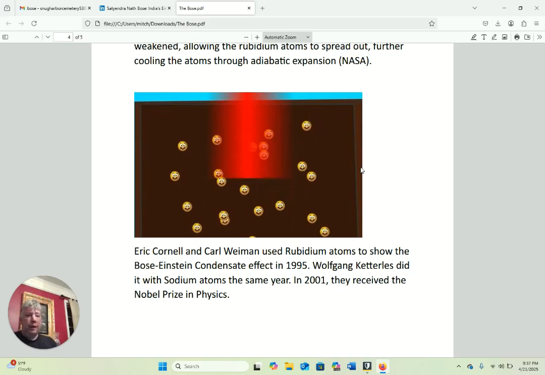Now, Eric Cornell and Carl Wieman used rubidium atoms to show the Bose-Einstein condensate effect in 1995. And then there was this other German physicist, Wolfgang Ketterle. He did it with sodium atoms the same year. So Eric and Carl used rubidium, and then Wolfgang Ketterle comes along the same year and uses sodium atoms, and they both show the Bose-Einstein condensate. In 2001, they received the Nobel Prize in Physics for their work.